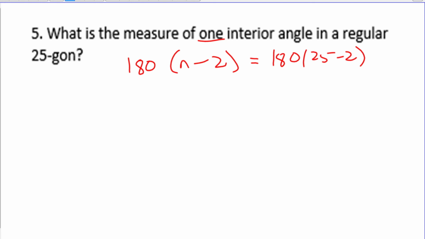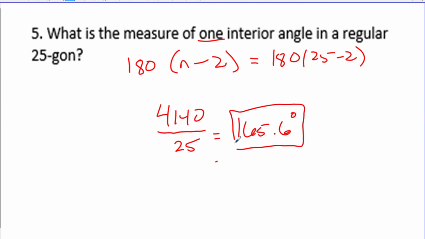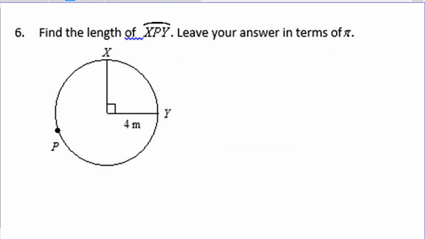So let me grab my calculator and do 180 times 23 sides, and that's 4140. Right, so I'm going to say 4140 represents the total number of degrees in this 25-sided shape. If they want to know about one of them, I then need to divide that by 25. Right, and so if I do 4140 divided by 25, I get 165.6, which means each of the 25 angles is 165.6 degrees.